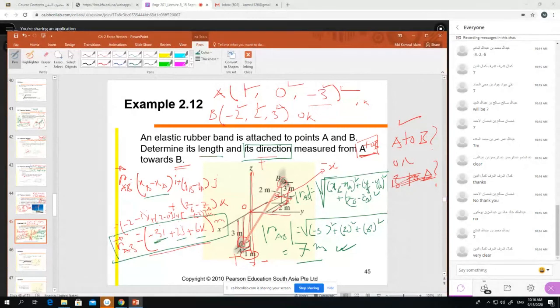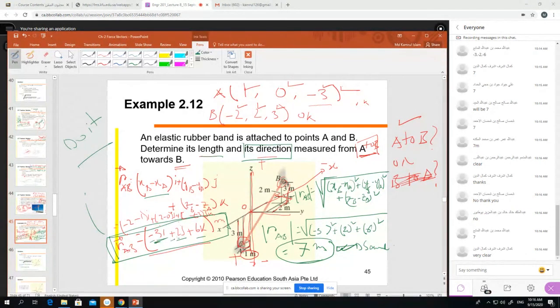The question from A toward B. If I take it B toward A, the result will be different or no? This will be same. But this will be different. And what will be different? I give you homework. Do it. The difference will be only here.